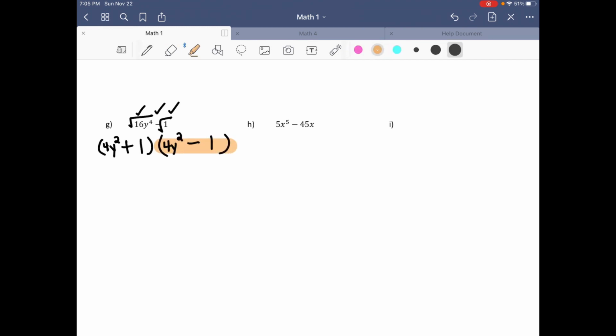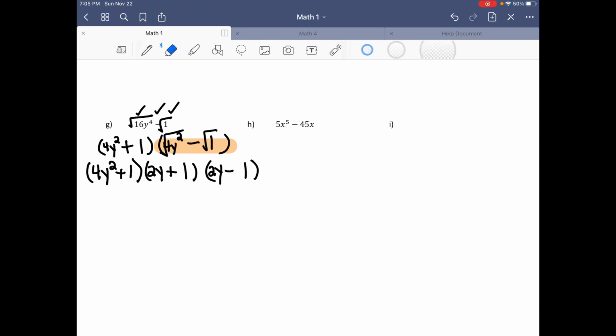Again, when I look at this problem, I have another difference of squares that I can break down further. We're not going to mess with the addition sign because sum of squares is not the difference of squares. So we're going to break that down with a plus and a minus. The square root of 4y squared is going to be 2y and 2y. And the square root of 1 is 1 and 1. So we broke that down even further.